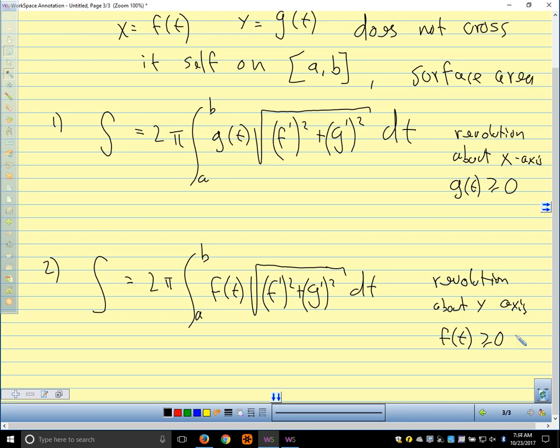So one of the nice things about representing curves in terms of parametric equations is we don't have to worry about solving for x in terms of y. We don't have to worry about how our function is set up to revolve about a different axis. We just use a different radius. Yeah, it's nice.